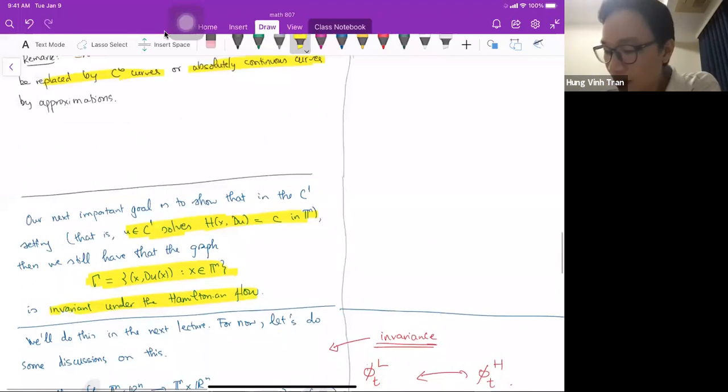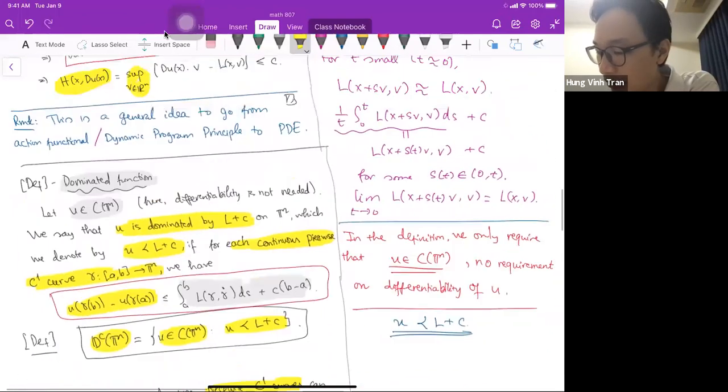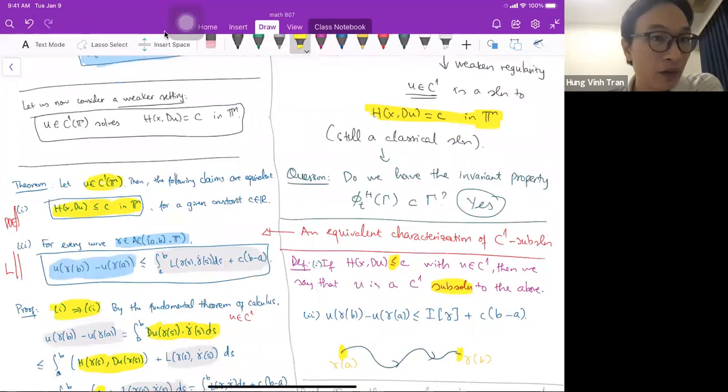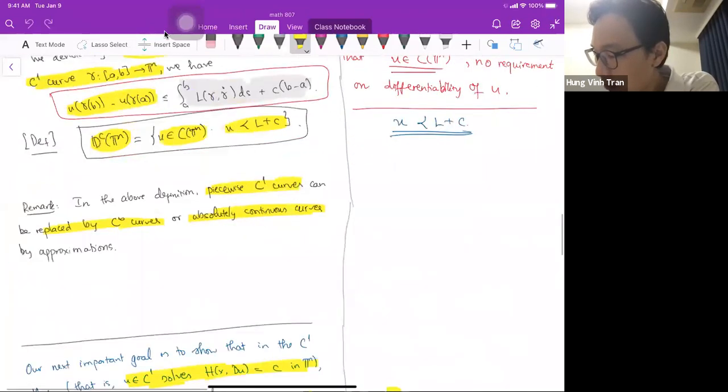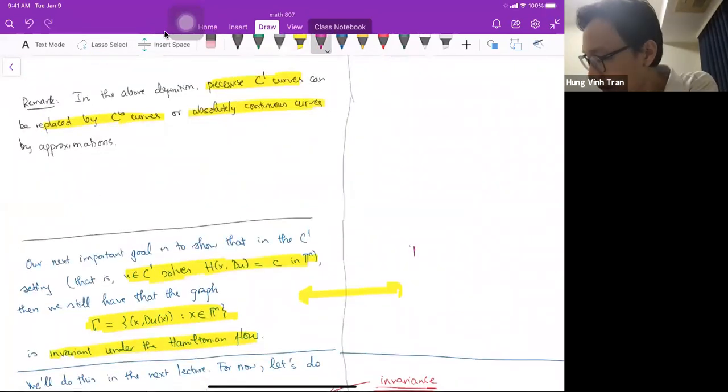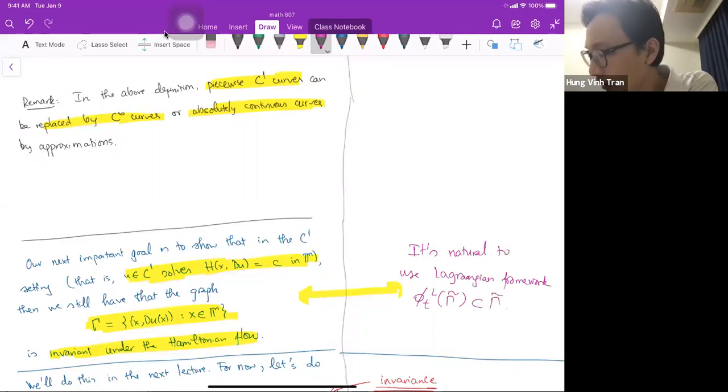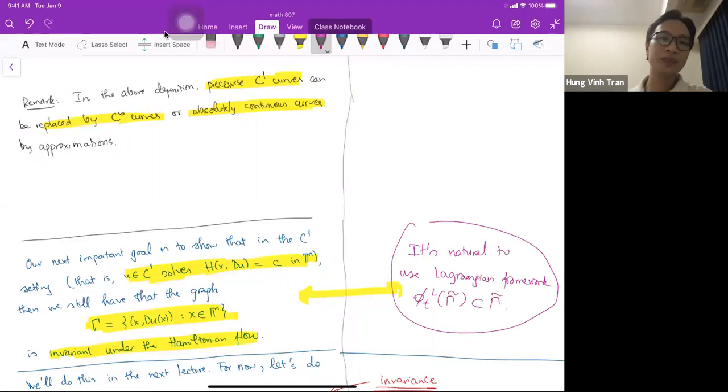Because if you come back here to prove this result, you see that we already have the important properties earlier about the theorem, right? We can go from the PDE to the Lagrangian framework. So here it's natural to use the Lagrangian framework to prove this result, that you have phi_t^L of gamma tilde is a subset of gamma tilde, right? And that's what we're going to do. And hopefully I'm not mistaken. I'm going to need to check and stuff like that, but that's the way it goes.